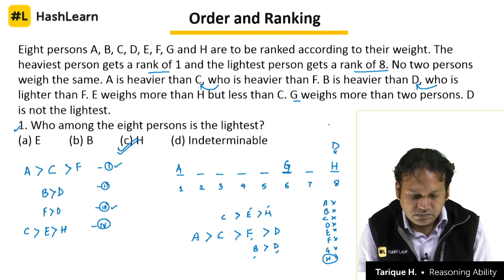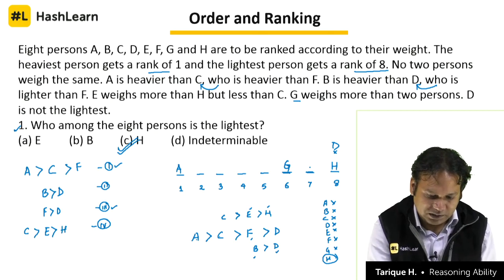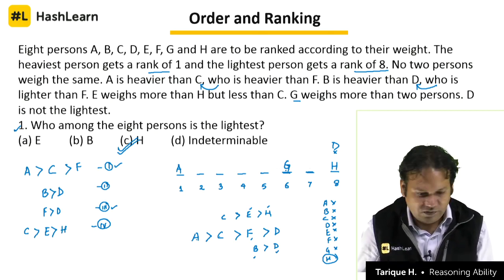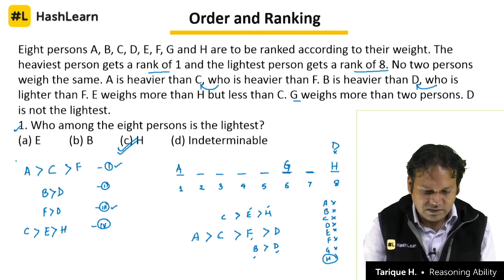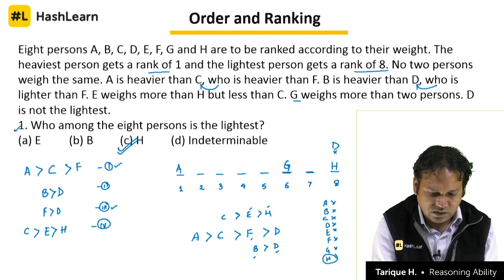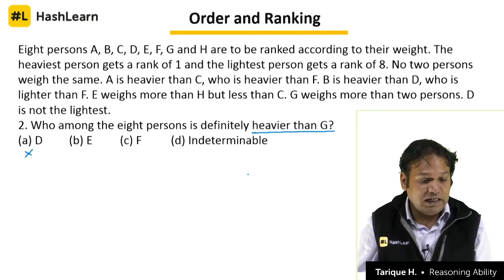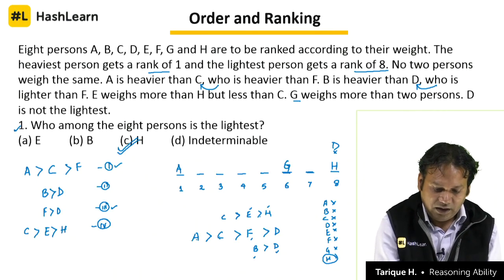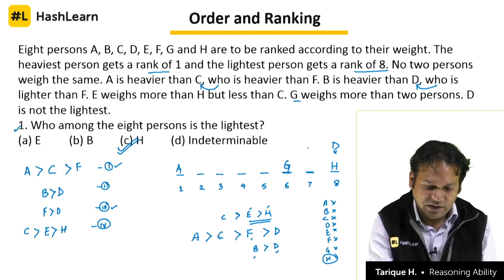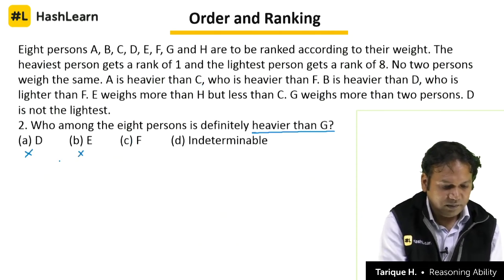So, G is heavier than 2 persons, and that person who is heavier than G, if you look at the answer options, D cannot be that person, because D himself is lighter than 1, 2, 3 and 4 persons. Who is definitely heavier than G? E is heavier than H, so E could come here, that is also one possibility. So, E can't be that person.